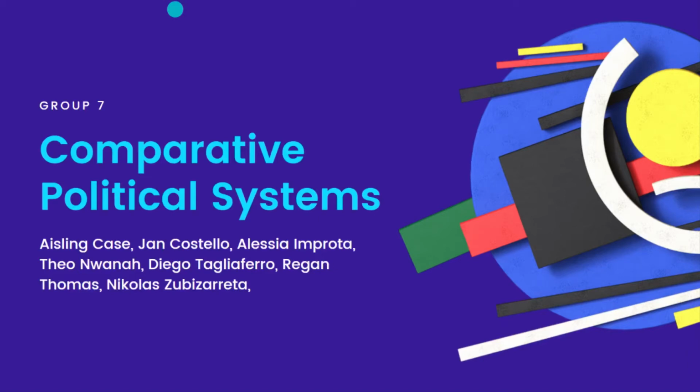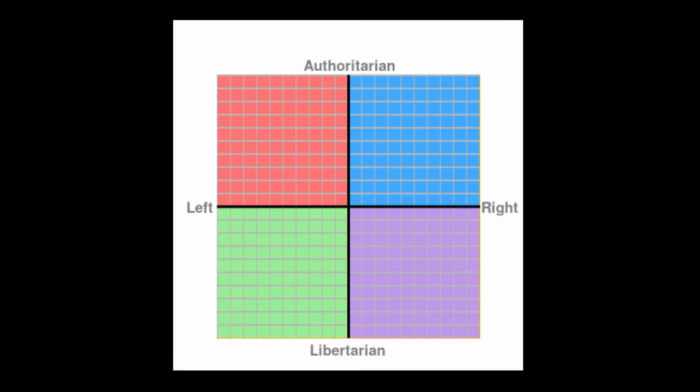Hi, we're group number 7, and today we're going to be comparing the political ideologies and the quality of democracy of several countries. So we are going to start by comparing the political ideologies of each country, and we're going to use the political compass in order to do this.